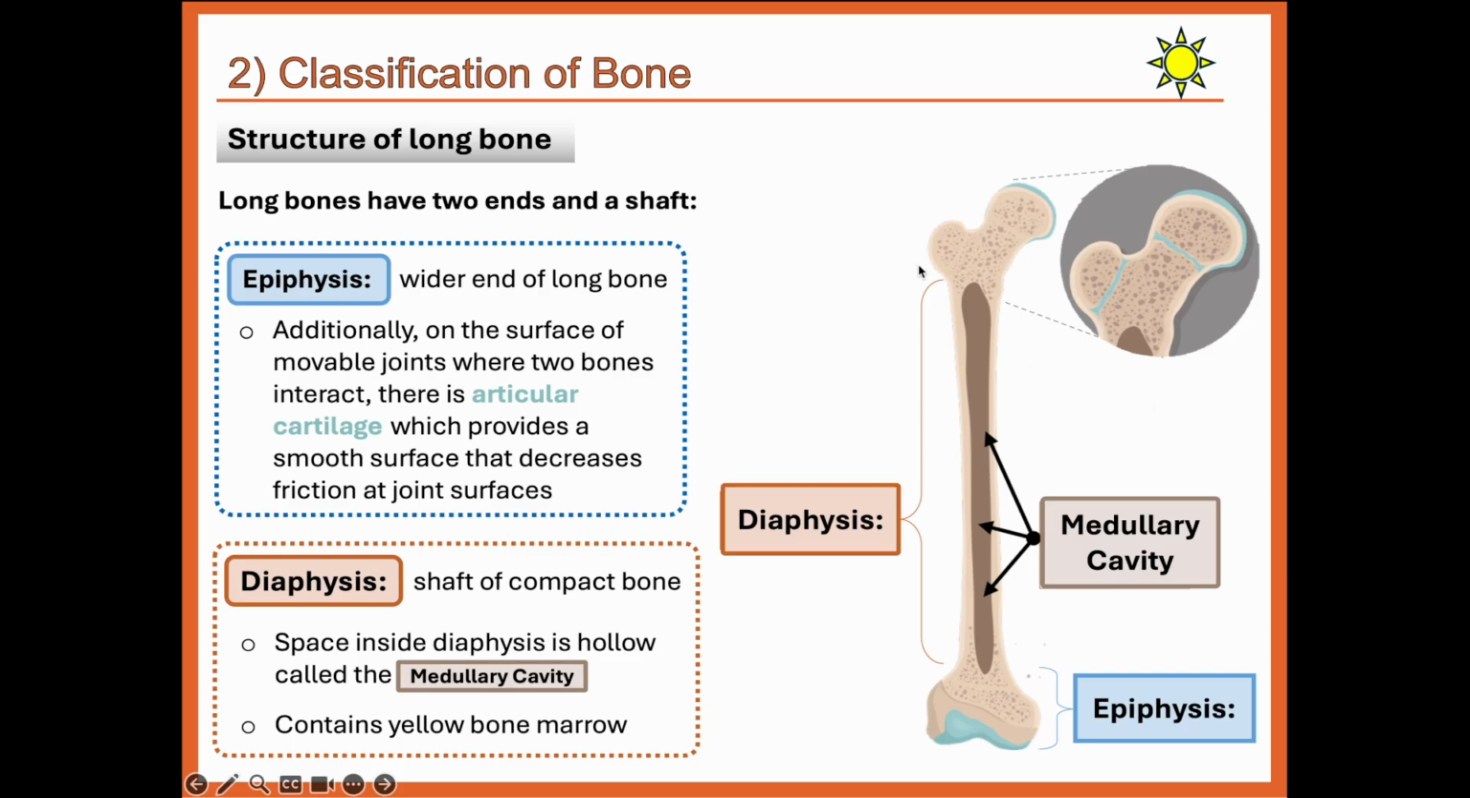Epiphyses, right, are the wider end of the bone. These are the heads of the bone. The ends, this is one epiphysis. This is another epiphysis. Additionally, on the surface of movable joints where bones interact, there is some articular cartilage. On some epiphyses, over here and over here on the ends, if it's going to move with another bone, you'll have some cartilage that is just on the tippy top. And this is called our articular cartilage because you find an articulation between two bones. Another bone will come over here and articulate on this bone, right?